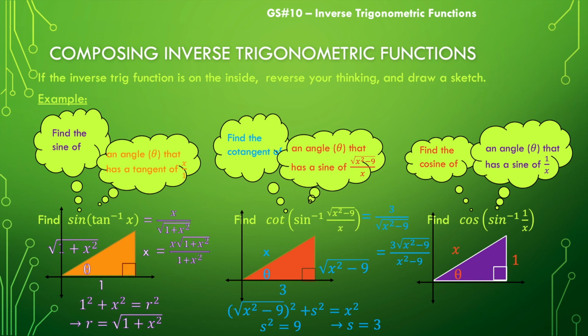So s squared plus 1 squared is going to equal x squared. Now I would subtract the 1 to the other side, and I'd have s squared is equal to x squared minus 1. Take the square root, and s would be the square root of x squared minus 1. Now our cosine is going to be the adjacent side over the hypotenuse, and so we just get the square root of x squared minus 1 all over x.